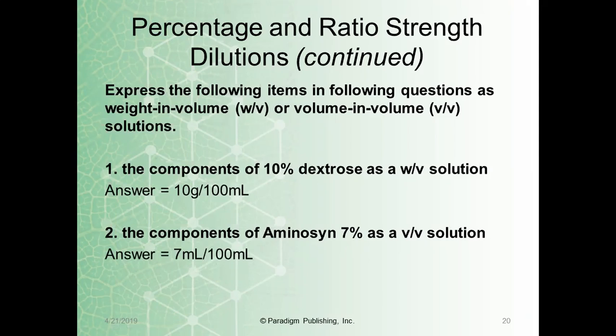Okay, so it's very important to pay attention to the solution. So if it's a weight volume, we know it's grams to 100 milliliters. And if it's a volume, it'll be milliliters per every 100 milliliters. Okay, so then we'll stop here and work on some problems. And then we'll move on to the next chapter.